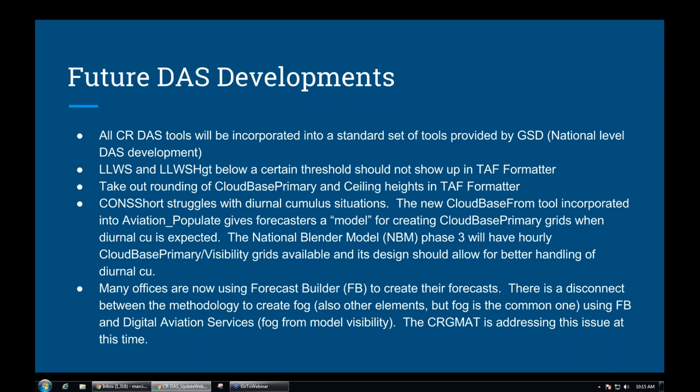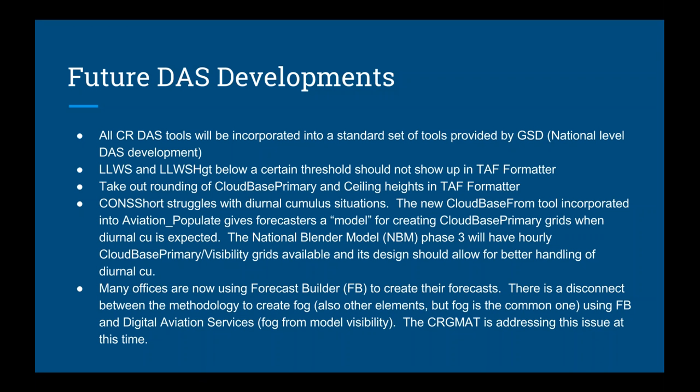GSD is leading us in that direction with getting a standardized TAF formatter, eventually standardized tools. One thing that I'm going to ask the GSD TAF formatter developers to do is make sure that low-level wind shear does not show up in our TAF formatter below a certain threshold. Right now, in the outer periods of our TAF, low-level wind shear is interpolated because Conshort becomes a three-hour grid in the latter periods. And so there's interpolation. You go from zero low-level wind shear up to 30 knots, so at some point you've got 10 knots, 20 knots that's actually showing up in the TAF formatter. Obviously, we don't need to be putting that in the formatter, so we're going to work on getting that coded out of there.